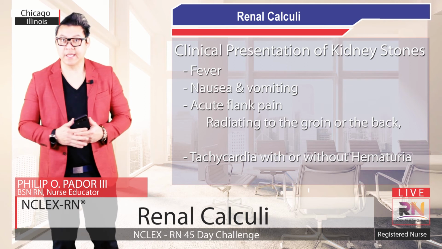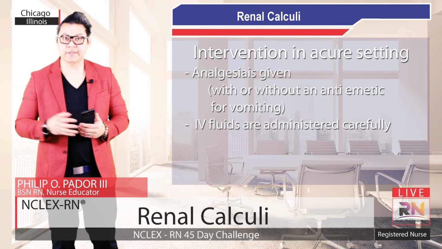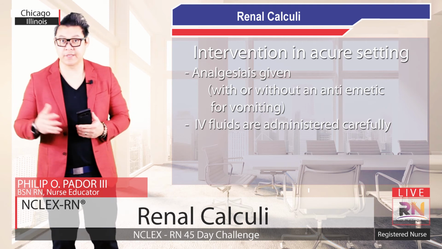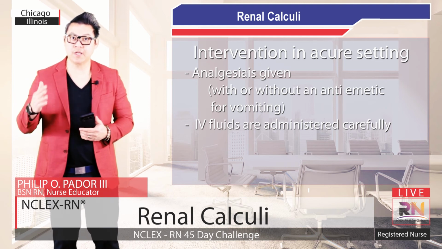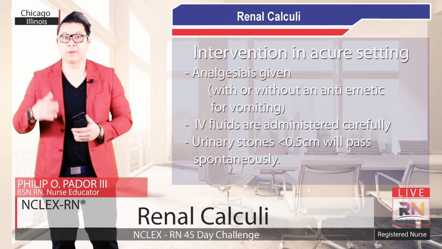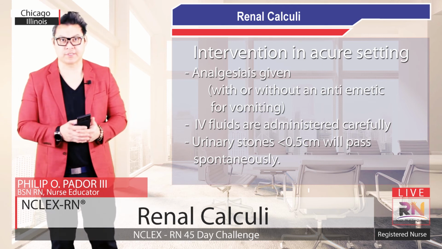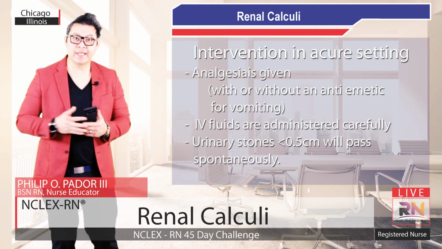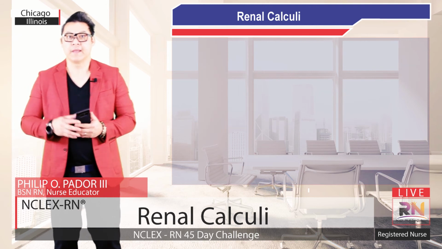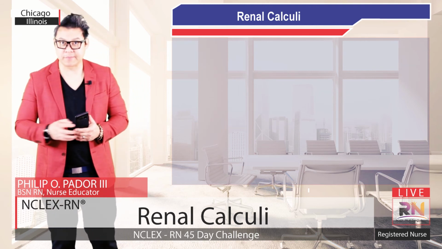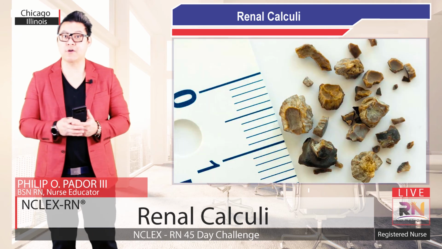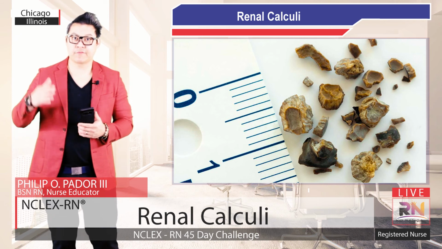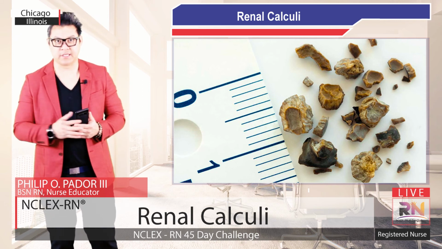So in the acute setting, analgesia is given with or without an antiemetic to prevent vomiting. IV fluids are administered carefully. Most urinary stones, if small or less than half a centimeter, will pass spontaneously without any interventions. However, if intervention is required, it is either done electively or as soon as possible. By intervention, I mean surgical management, and surgical management will depend on how big the kidney stone is, as well as where the kidney stone is, if within the ureter or within the actual kidneys.